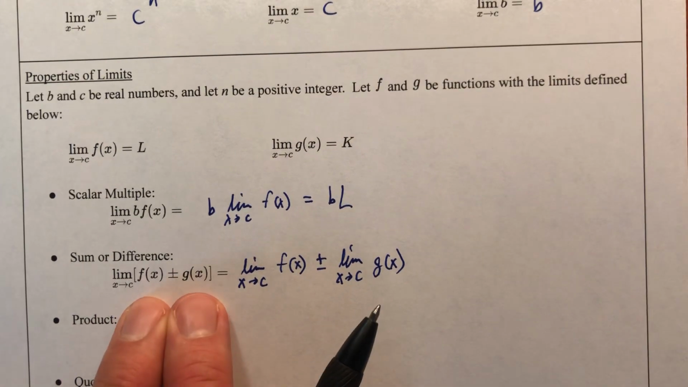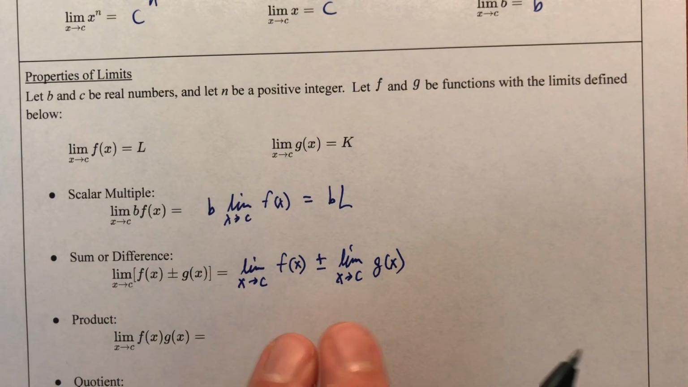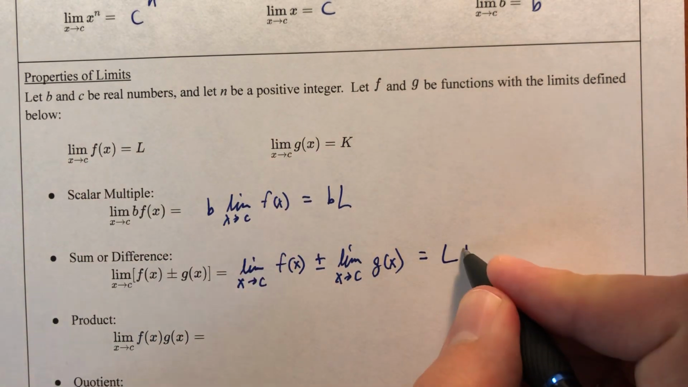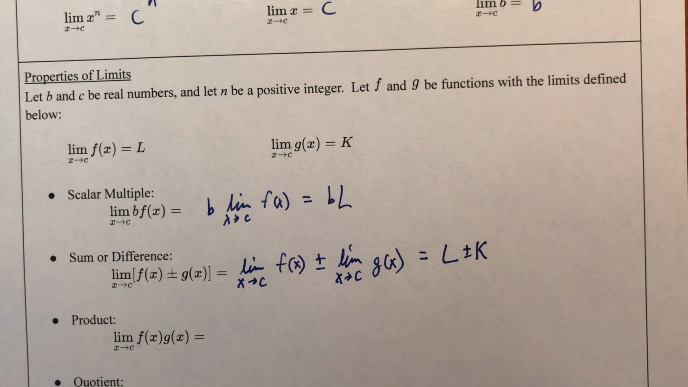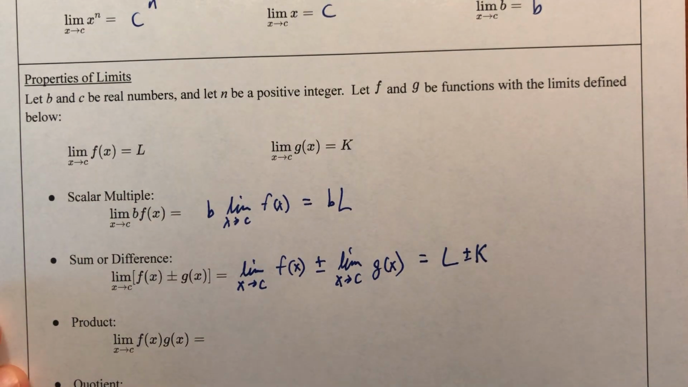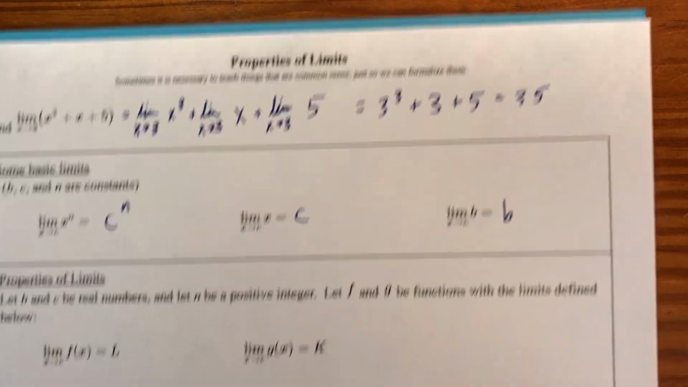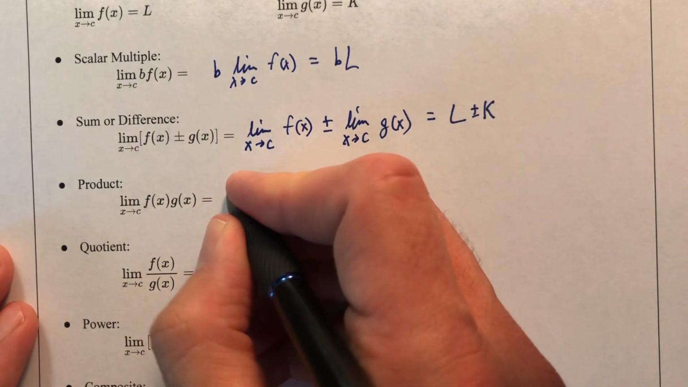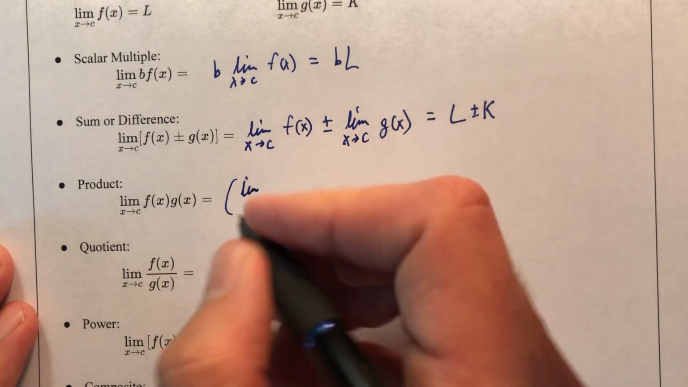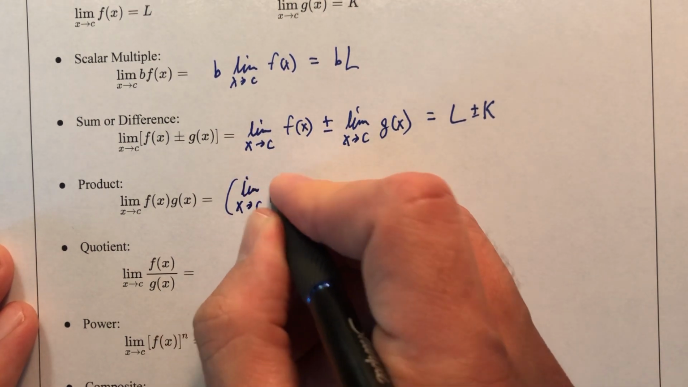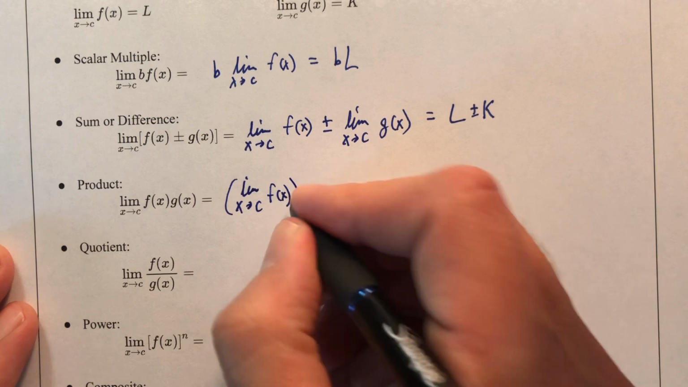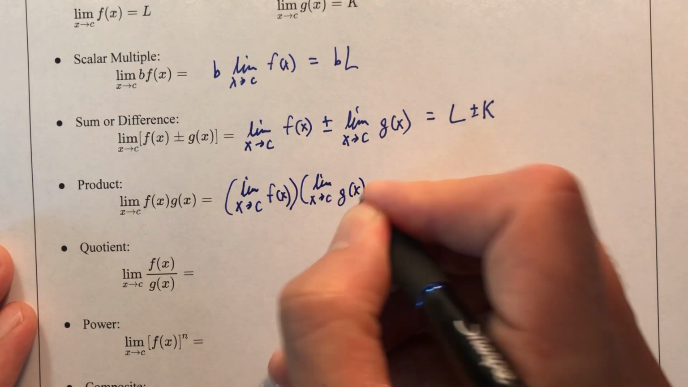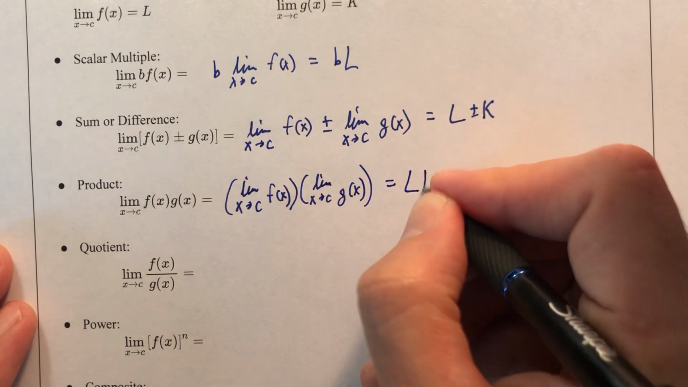The limit of adding or subtracting two functions is the same as adding or subtracting the limits of the functions, and this one was defined as L and this one was defined as K, so I could just add or subtract those answers. And again, it seems common sense, and it is. We did the same thing right here. Well, all three of them. Okay, the product, you can see where this is going. This is the same as if I was to multiply the limit as x approaches c of f of x times the limit as x approaches c of g of x, and I just have L times K.